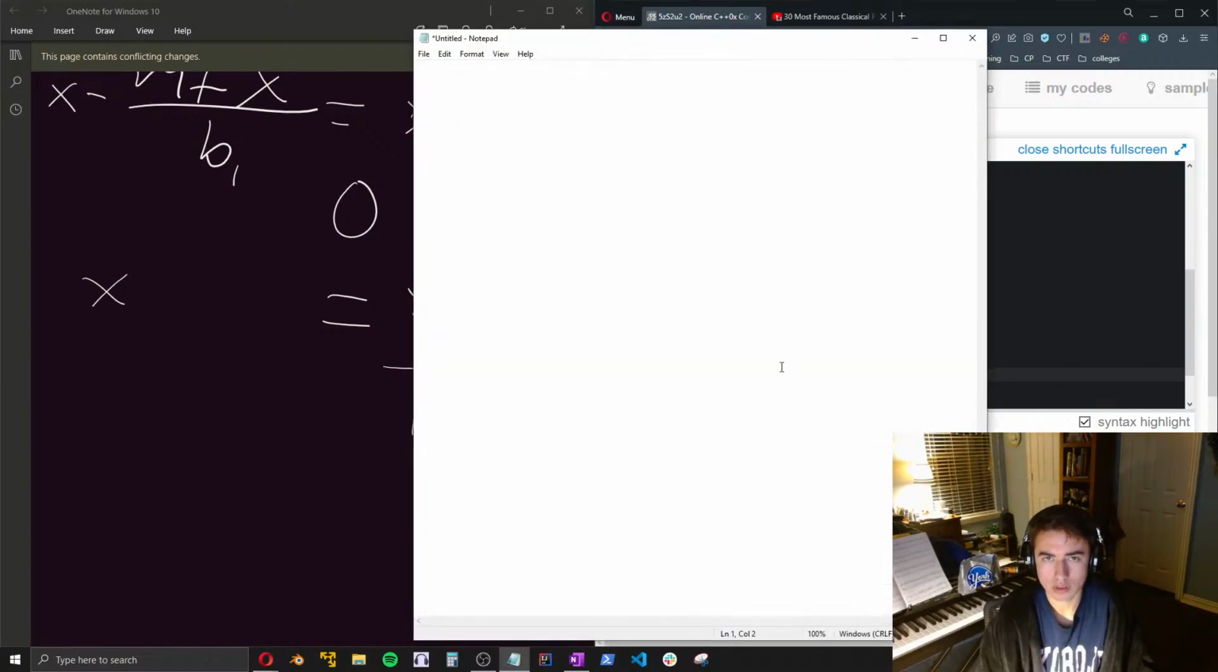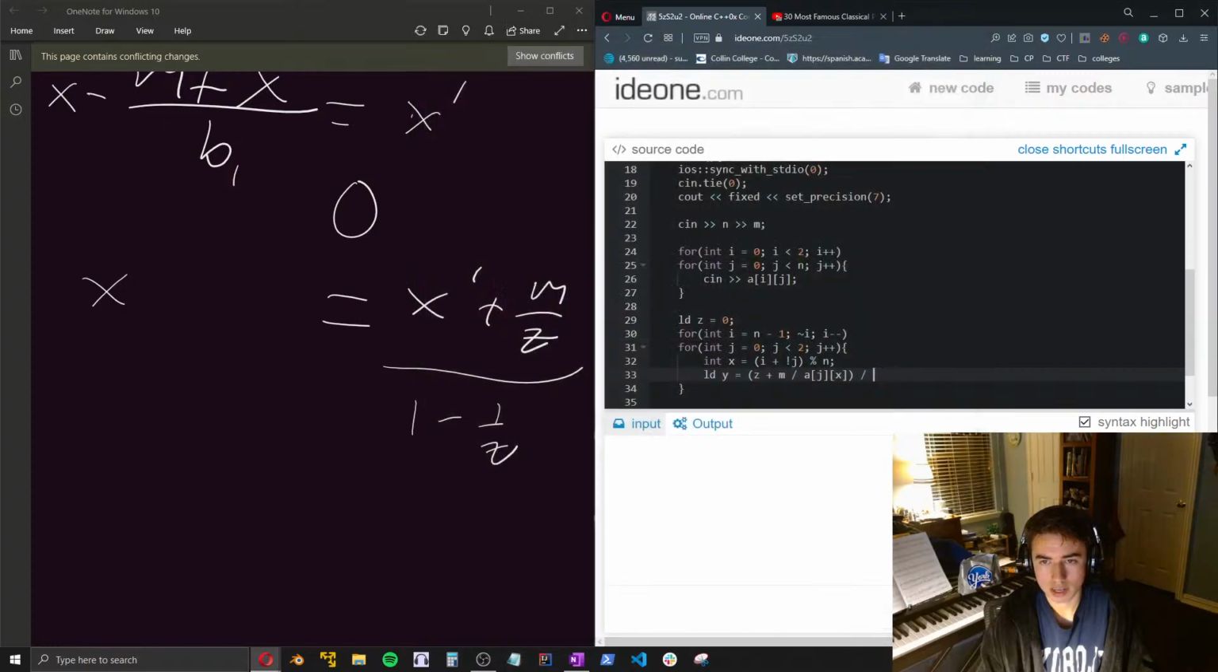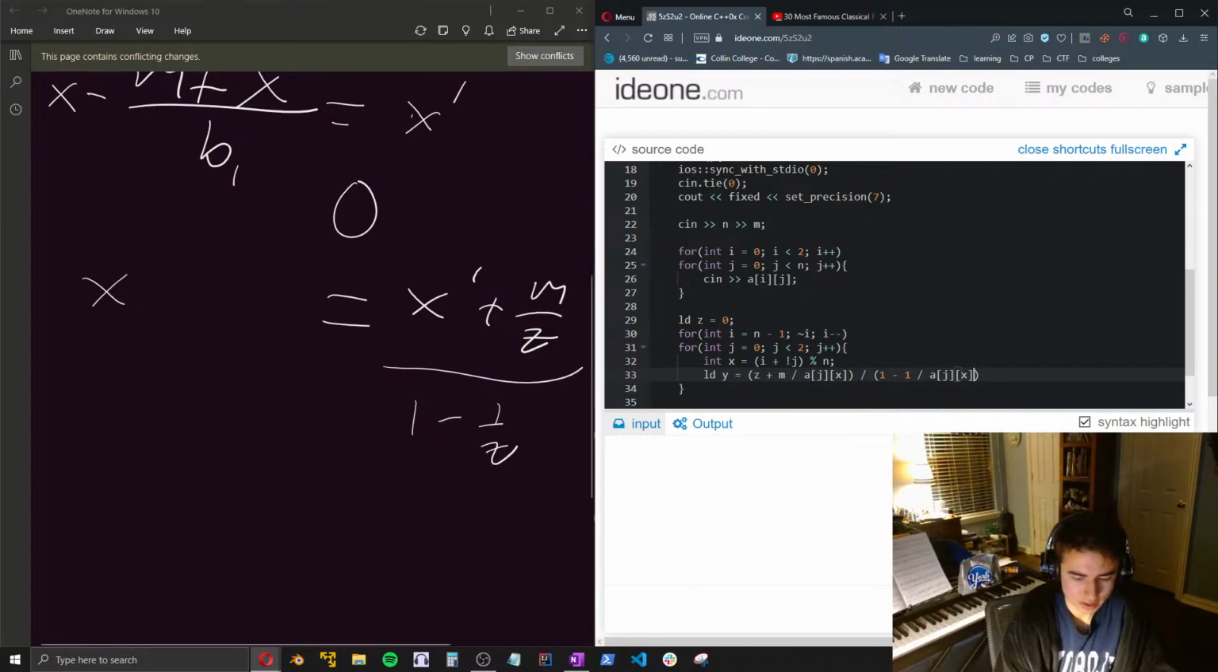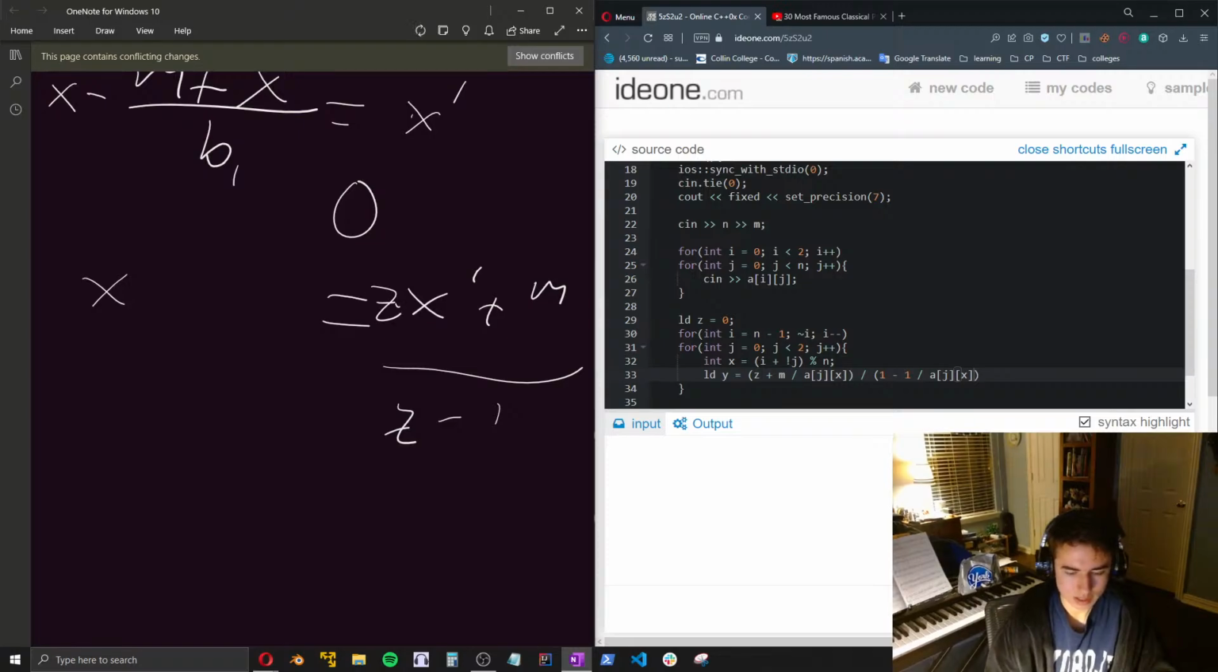divided by 1 minus 1 over a of j. Let's multiply the top and the bottom both by z. So if we do that, the bottom gets multiplied by z. This becomes z minus 1. The top becomes z times this. Hopefully that makes sense.